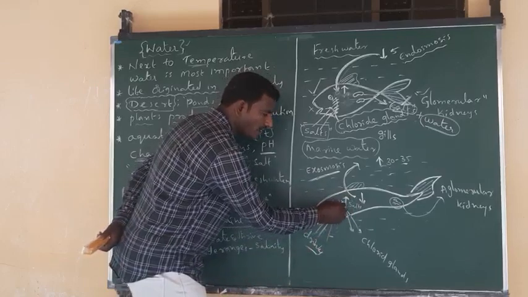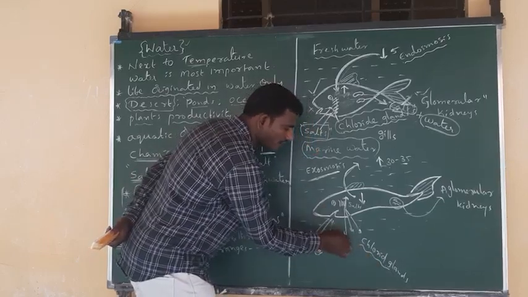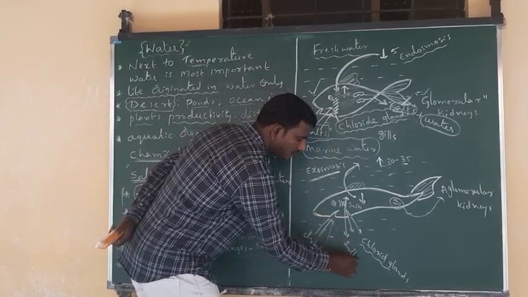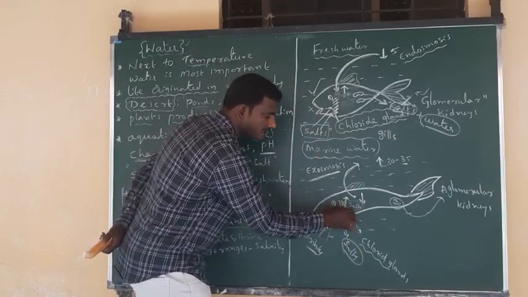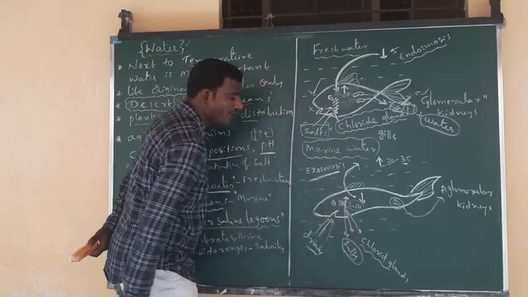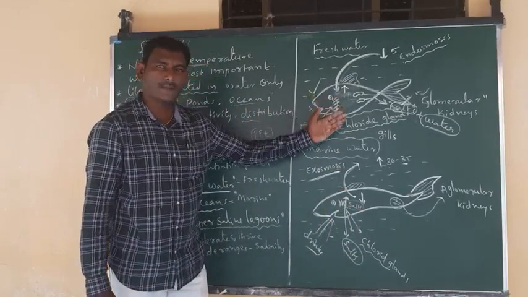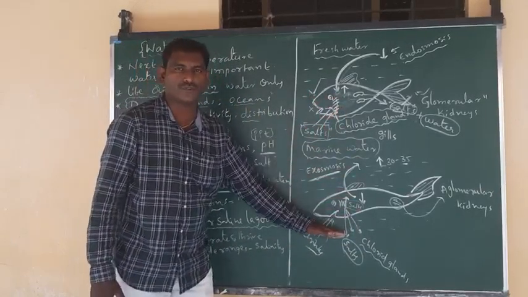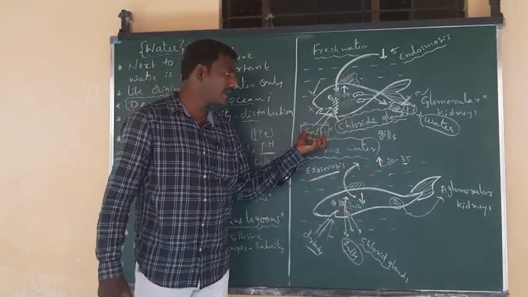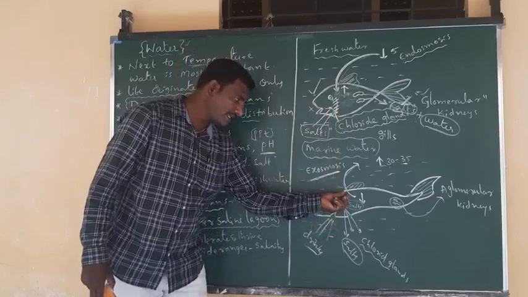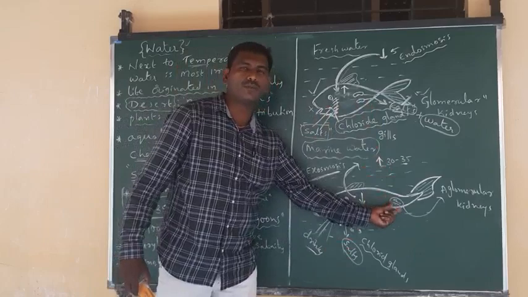Here on the gills of these fishes, chloride glands are also present. This chloride gland's main function is to eliminate excess salts. Whatever salts are entering into the body, that excess is eliminated by the chloride glands which are present on the gills. So freshwater fishes' function and marine water fishes' function are quite opposite. Here endosmosis, here exosmosis. Here chloride cells are absorbing salts. Here chloride cells are eliminating salts. Here glomerular kidneys, here aglomerular kidneys.